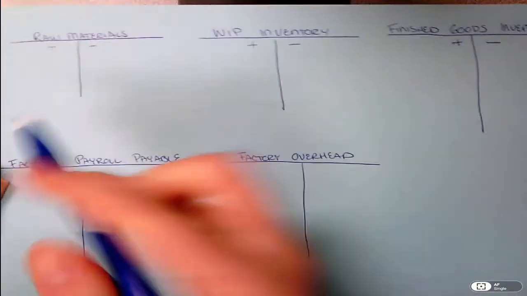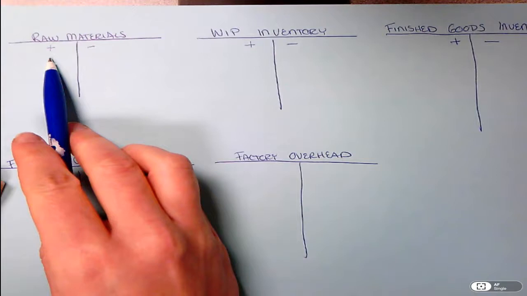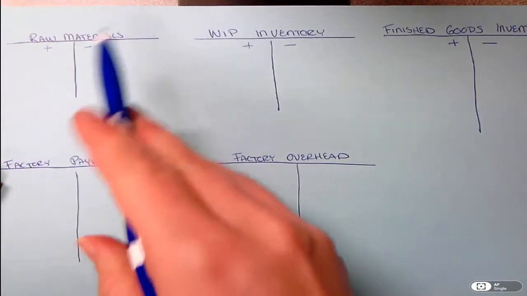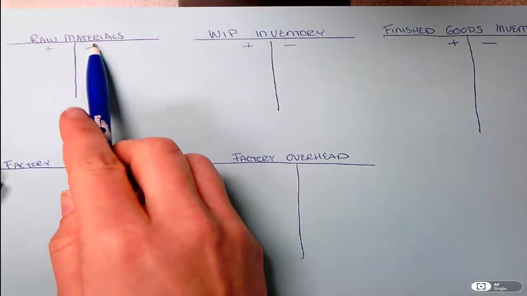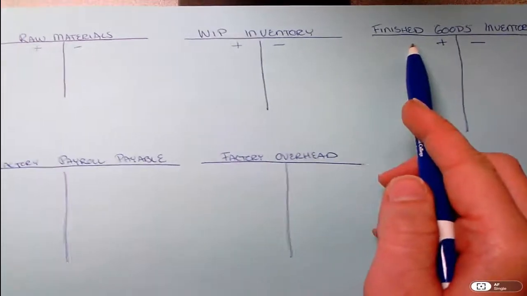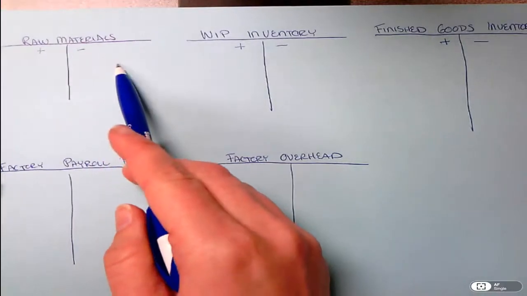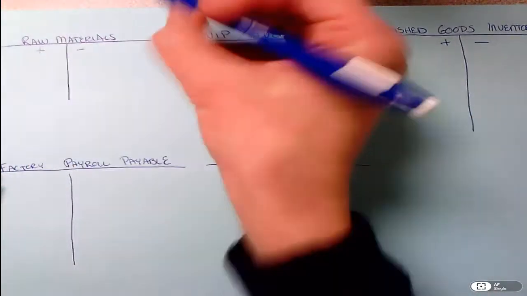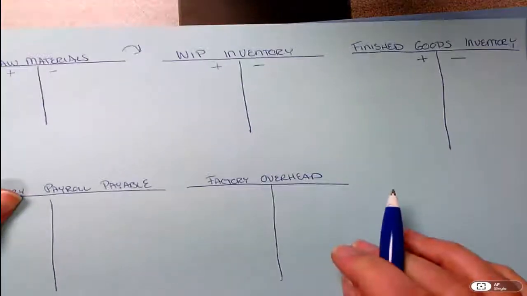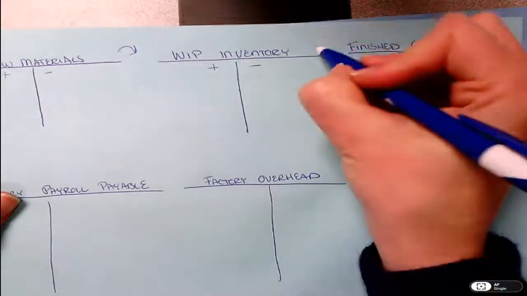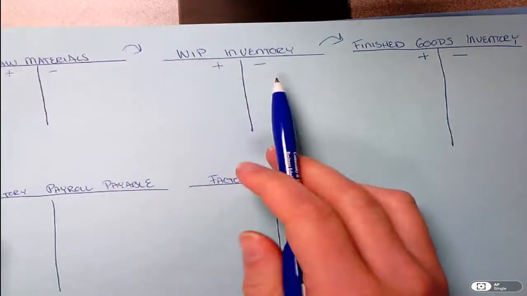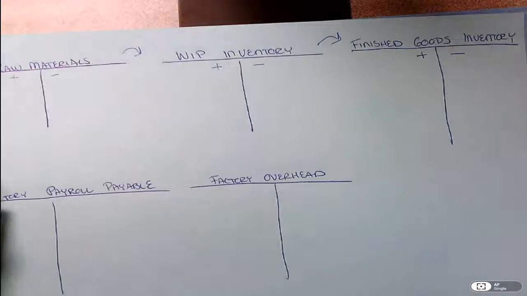So anytime there's an addition to raw materials, I'm going to increase it with a debit, decrease it with a credit. Now the flow of materials always starts with raw materials, goes into work in process, then finishes in finished goods. So anything that comes out of raw materials, anything that is used, will either go into our work in process or it's going to go into overhead. And anything that comes out of work in process inventory will be moved into finished goods.